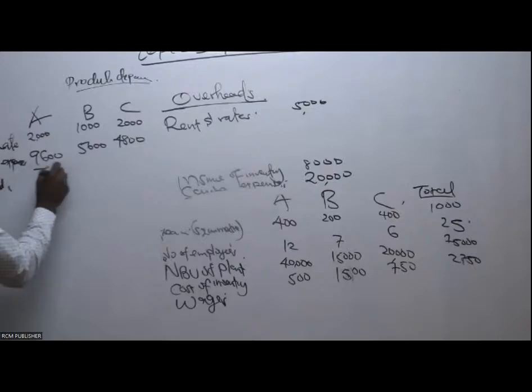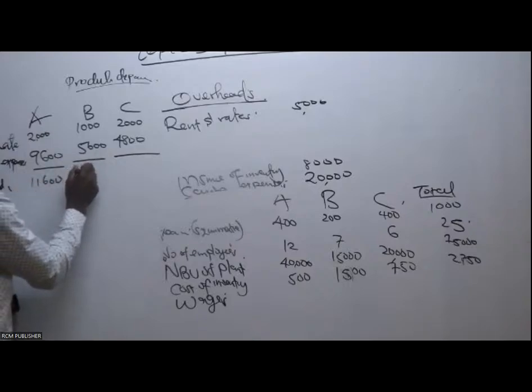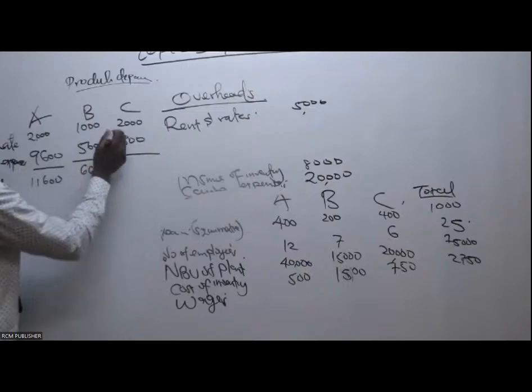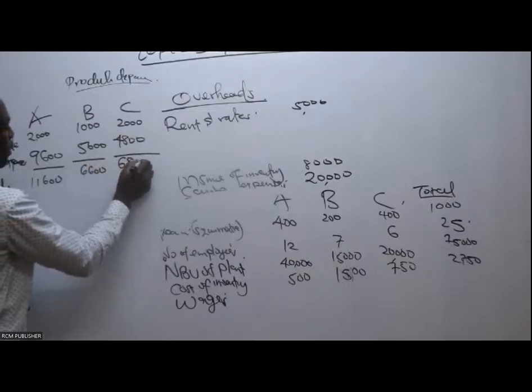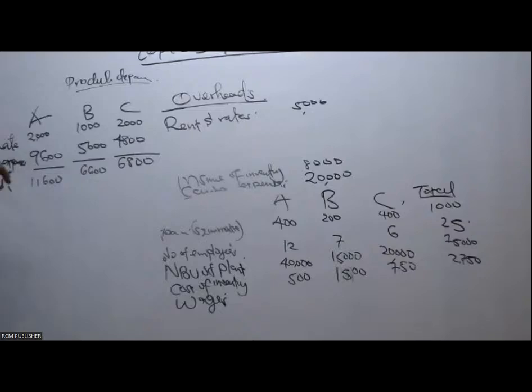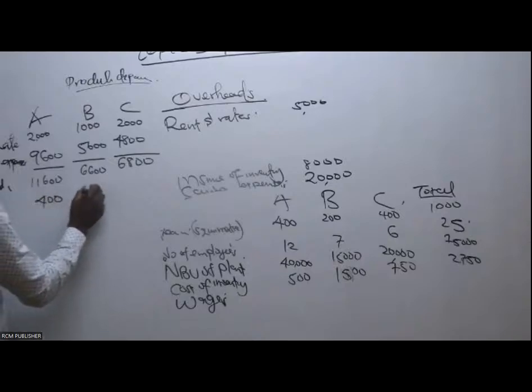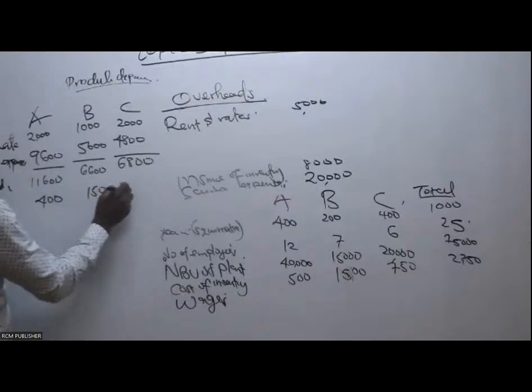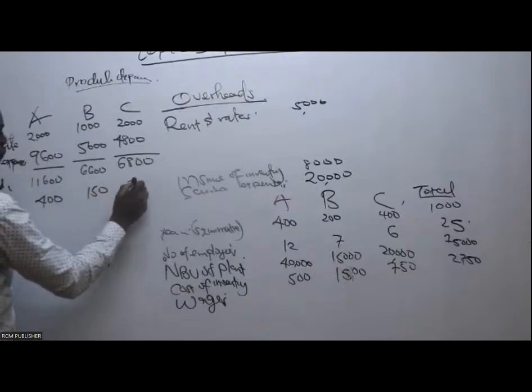Let's get it. So this one here will be 11,600. I have 6,600. I have 6,800. That's what I have. Then somebody tells you to give them the cost per unit. So I have now units produced in each department. I have 400. I have 150. I have 250.